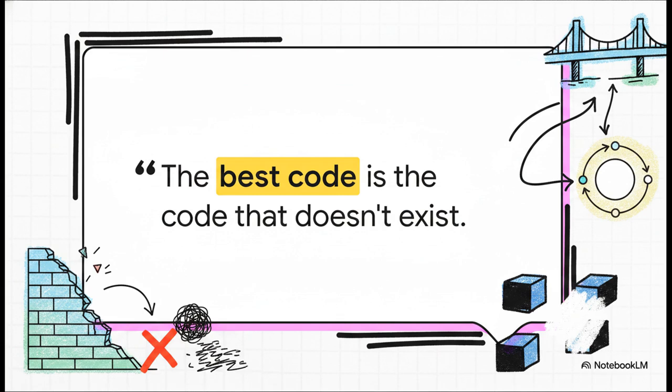Actually, you can think of every new line of code you write as a liability. It's something that has to be maintained, tested, and eventually debugged when things go wrong. True senior engineering is all about architecting systems that are elegantly simple. It's about removing barriers, not building higher walls.